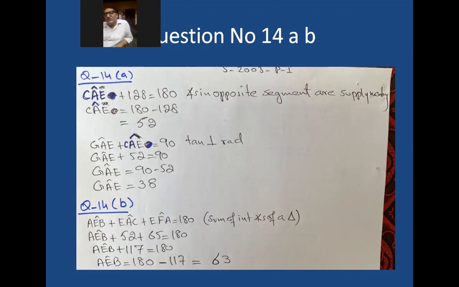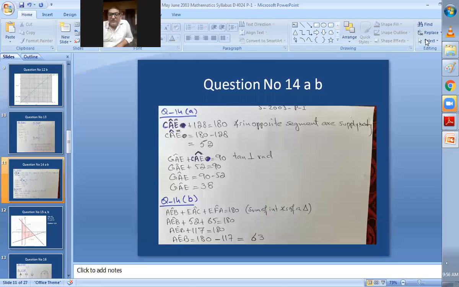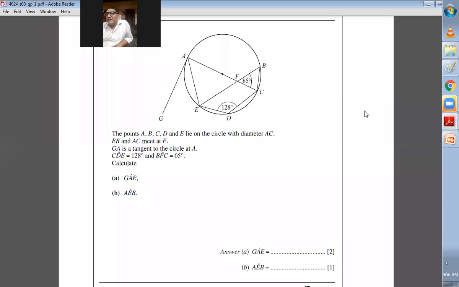Hopefully you have understood this part. The next part is question number 14, B part. Let me first check from the question paper. So you have this angle as 38. The next question is AEB. He wants you to find out this angle. I already know this angle will also be 65.